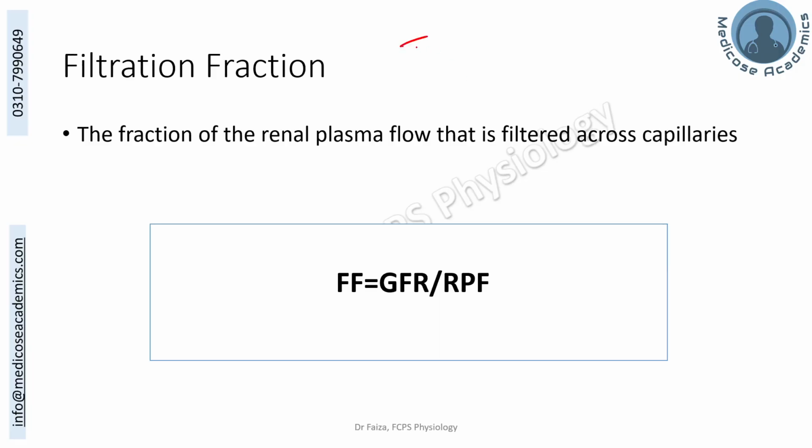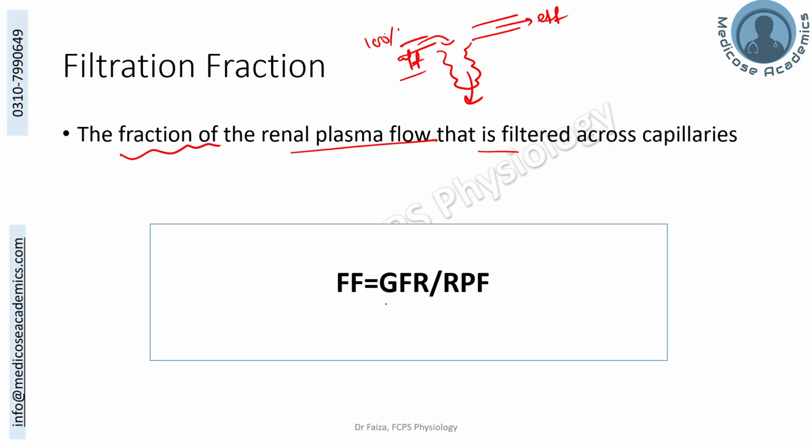As we know, there is blood coming from the afferent arteriole to the glomerular capillaries and going out via the efferent arterioles. So it's not 100% of the blood which is filtered into the Bowman's capsule, but only a fraction of it gets filtered into the Bowman's capsule and the rest goes back by the efferent arteriole. So the fraction of the renal plasma flow that is filtered across the capillaries is known as filtration fraction.